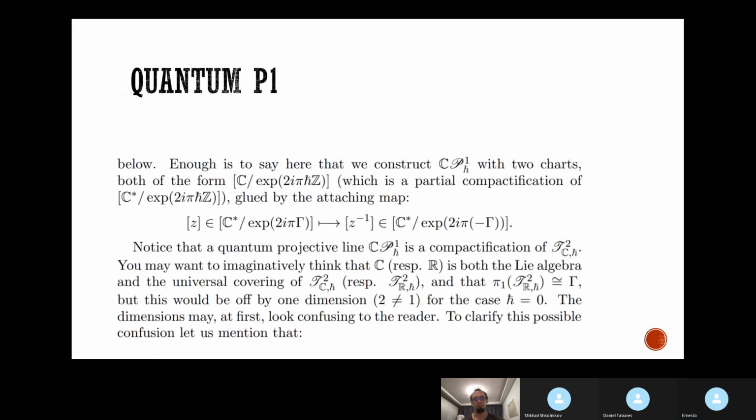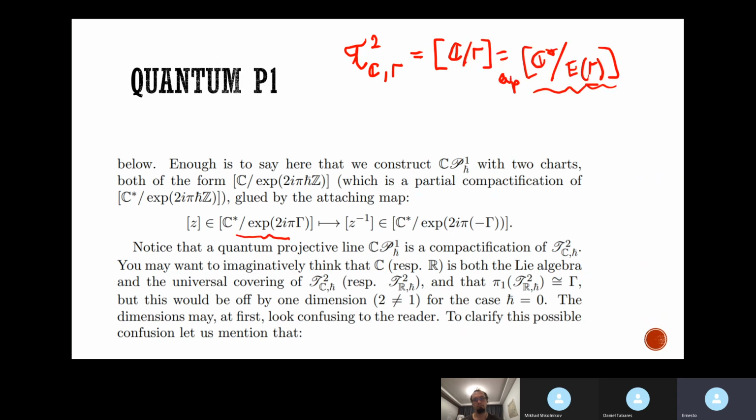So, how do we do this? Well, we will construct just like you constructed traditionally the Riemann sphere with 2 charts and stereographic projections. Here you do the same. So what you do is, remember T2, if you want, or C, comma, gamma, equals, by definition, C gamma, equals exp of gamma. And the expression here is this expression here. So this space here is this one here.